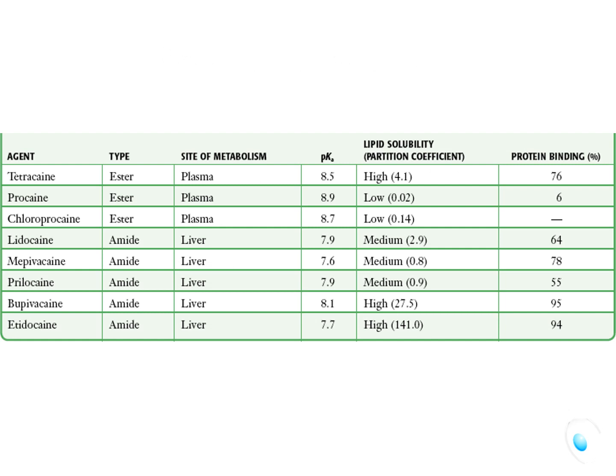For those of you that like tables, here's another table summarizing what we just talked about in the prior slides. Again, it lists several different local anesthetics, their type, whether an ester or amide, their site of metabolism, obviously as we've learned based on whether it's an ester or an amide. Then it also gives you the pKa values, the lipid solubility, and the protein binding percent.